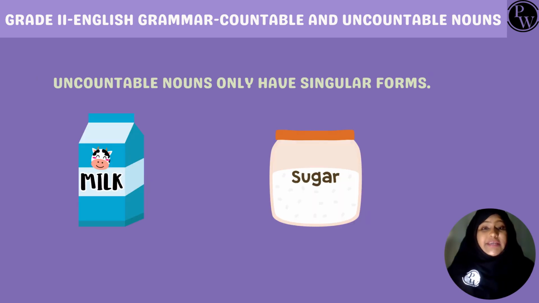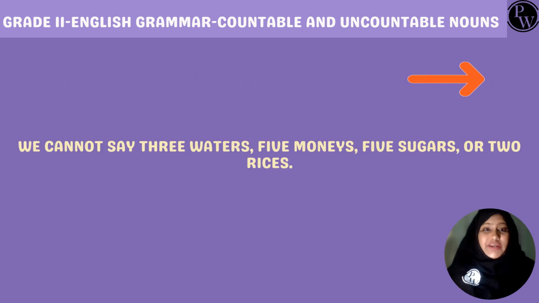Alright, friends, here's a fun fact. Things we can't count, like milk and sugar, only have one form. We can't say milks or sugars. It's always just much milk and much sugar. Got it? Exactly. Just like we can't say three waters, five monies, five sugars, or two rices. It's always just much water, much money, much sugar, and much rice.